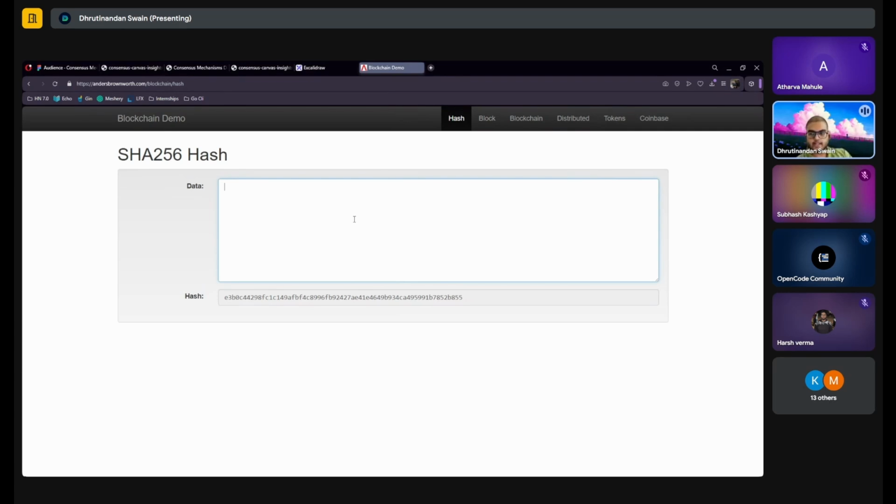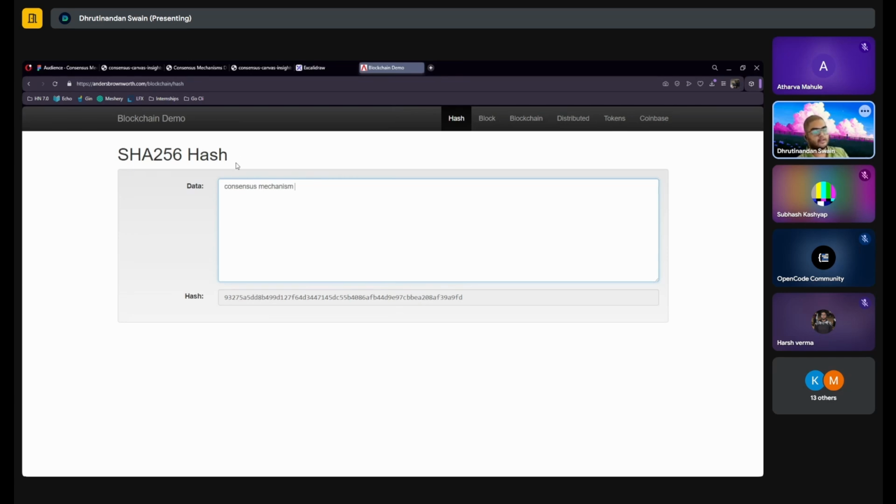So as of now, the data is empty. You can see the hash is the default hash. Let me put some data here: consensus mechanism. As you can see, for this consensus mechanism data, this is the hash we got, starting 0DA4A1A and so on. If I make any little change, for example adding a space, you can see the hash changes. So this is the hashing process.